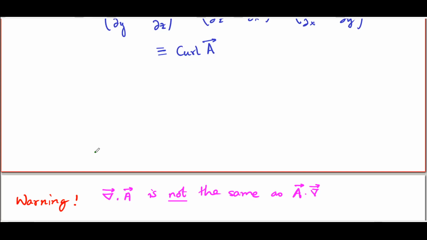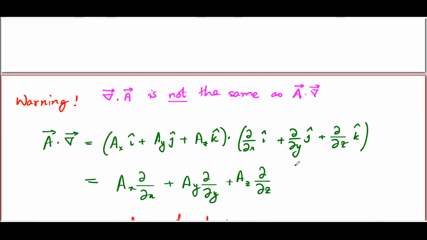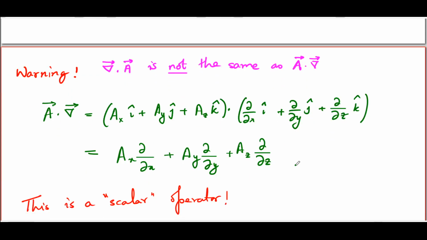The order here matters. In fact, A dot del, if we were to just calculate the dot product treating A and nabla, the del operator, as vectors, would turn out to be Ax ∂/∂x plus Ay ∂/∂y plus Az ∂/∂z. That's not a scalar field at all. In fact, it's an operator. It's waiting for something to be provided to it so that it can act on it and provide you with a new thing. Indeed, we call this a scalar operator.